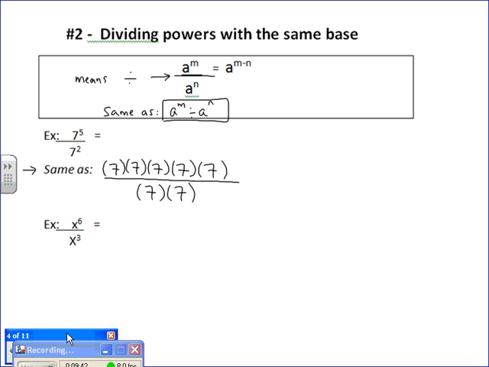And what I would notice is that every one of these 7s on the top, 1 7 here will cancel with 1 7 below it, which gives me 1. 7 divided by 7 gives me 1.